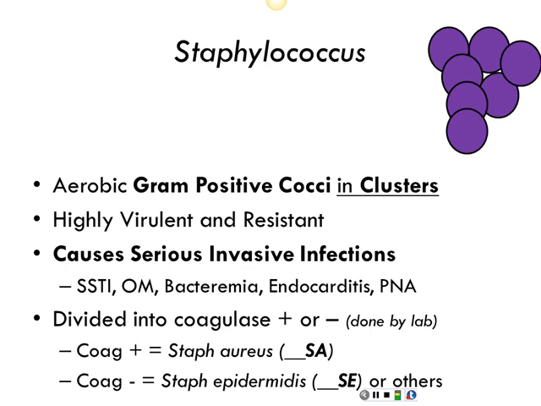So we've got our staphylococcus, which looks like a grape. It's gram-positive cocci in clusters, highly virulent and resistant, most commonly causing invasive infections, bacteremias, endocarditis, and skin and soft tissue infections. We always look at it as MRSA or MSSA, or if it's staph epi, then MRSE or MSSE. So really looking at coag positive versus coag negative.